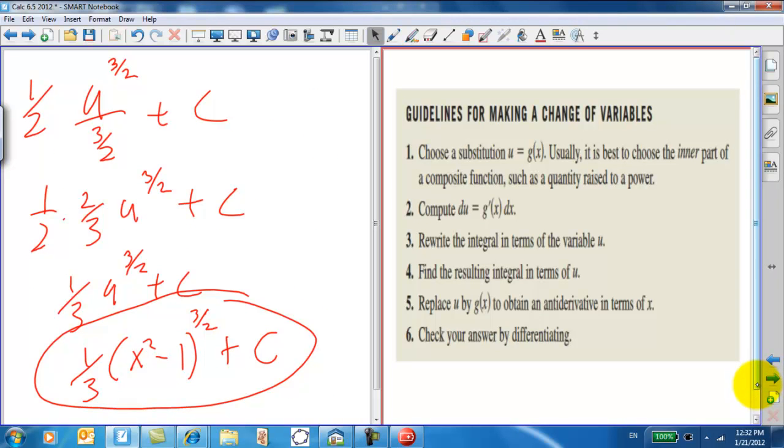Now here's some guidelines for making the change of variables. Choose a substitution u equals g of x. Usually it's best to choose the inner part of a composite function such as a quantity raised to a power. Then compute du equal to g prime of x dx. Rewrite the integral in terms of the variable u. Find the resulting integral in terms of u. Replace u by g of x to obtain an antiderivative in terms of x. And check your answer by differentiating.